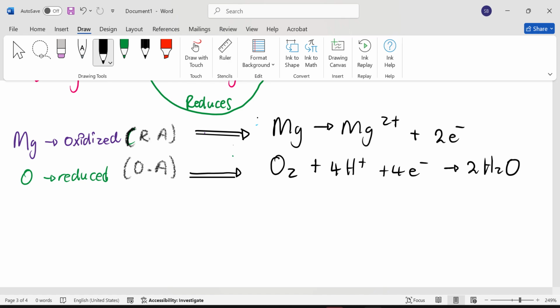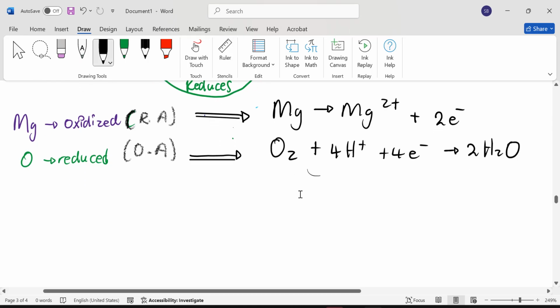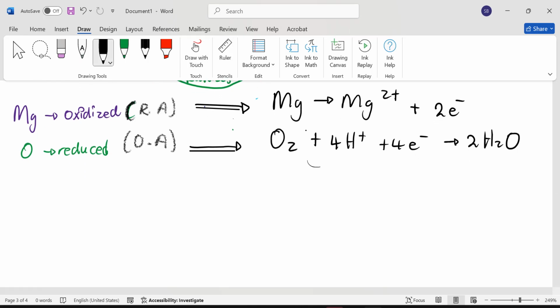Oh, by the way, in case you're wondering where I get all these, I get these from what we call the table of standard reduction potential. So when you do a chemistry paper, you would have that very long table 4A or table 4B, and then you would get these typical reactions from that particular table. Right. So now what do we notice?